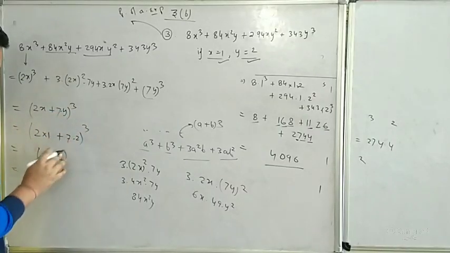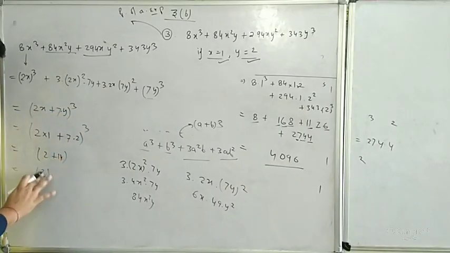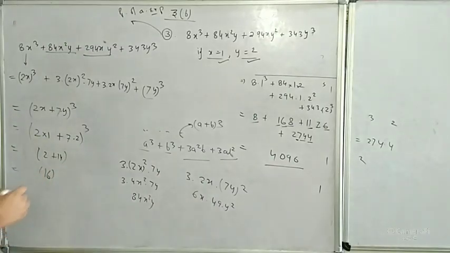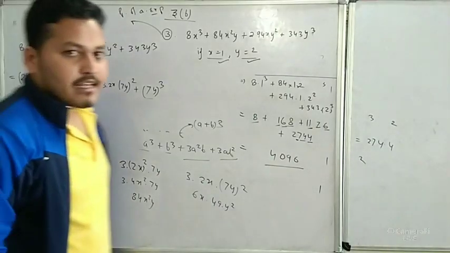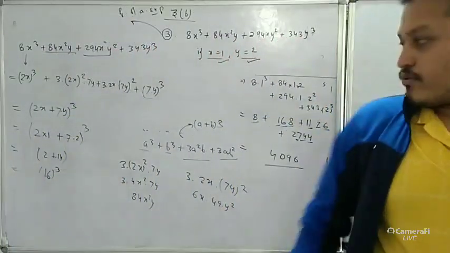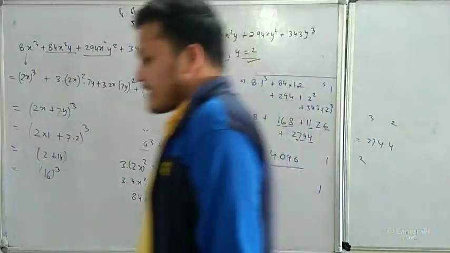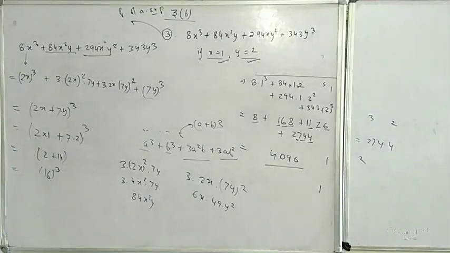So 7 into 2, and 7 2s are 14 and 14 and 2 is 16. Okay, 16 and whole cube. So when you expand the whole cube of 16, you will get your answer 4096. Hope you understand this thing. How can you solve it?